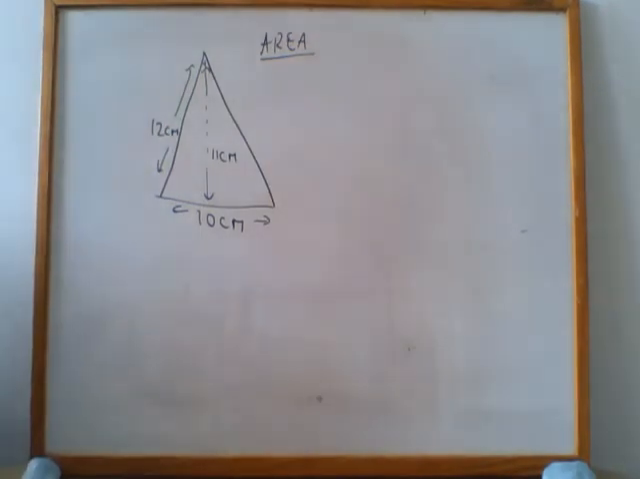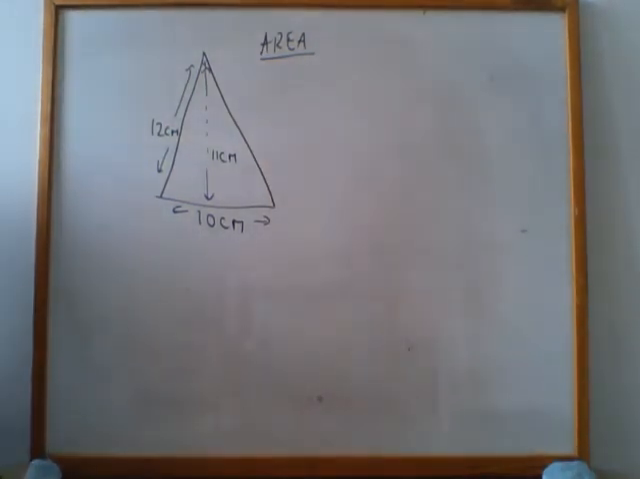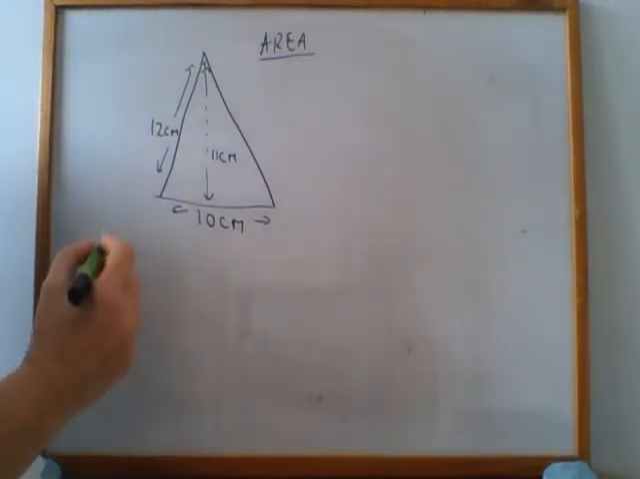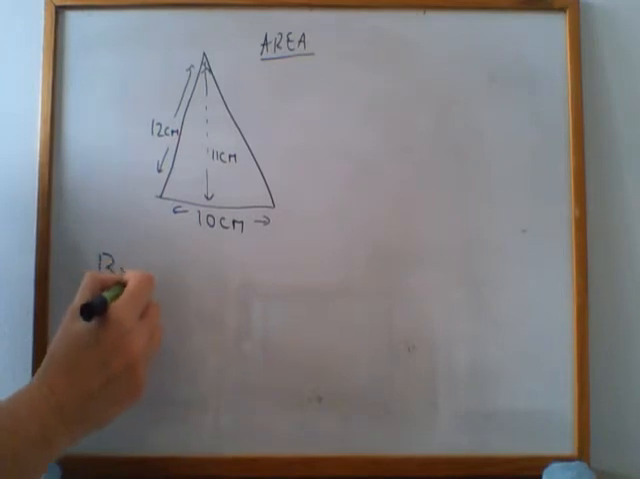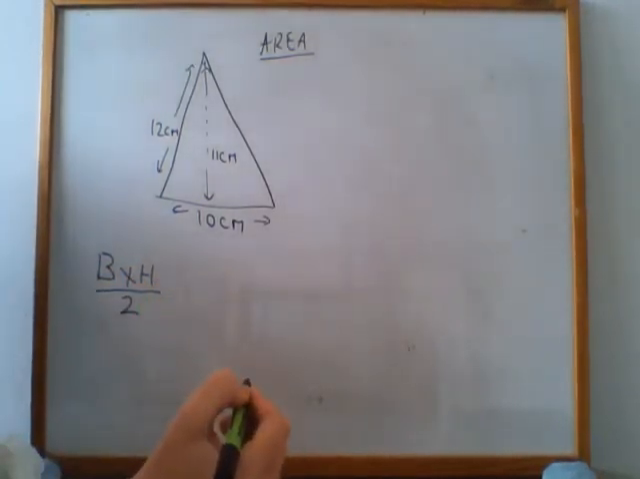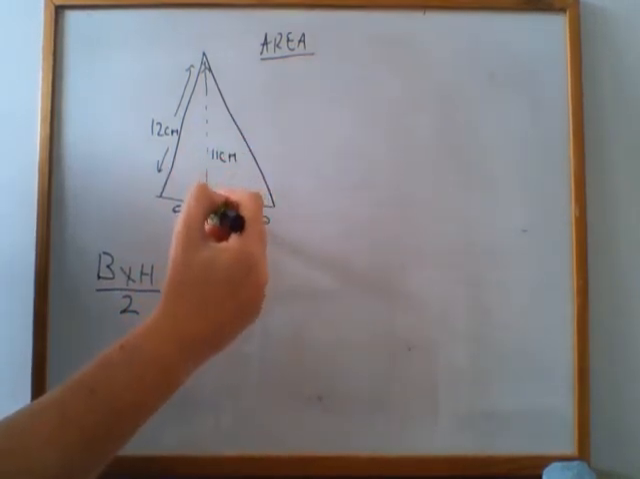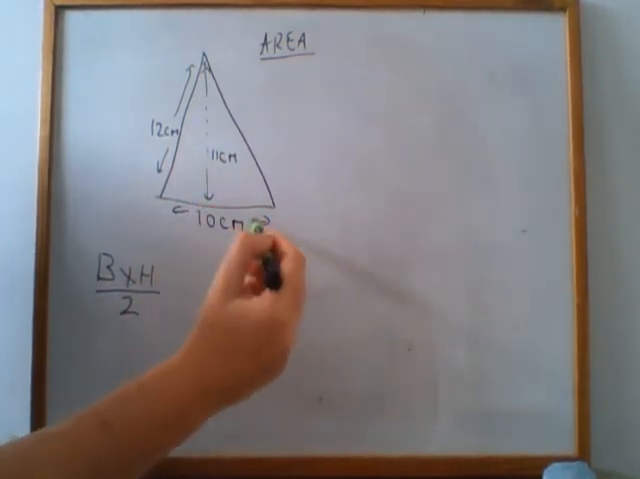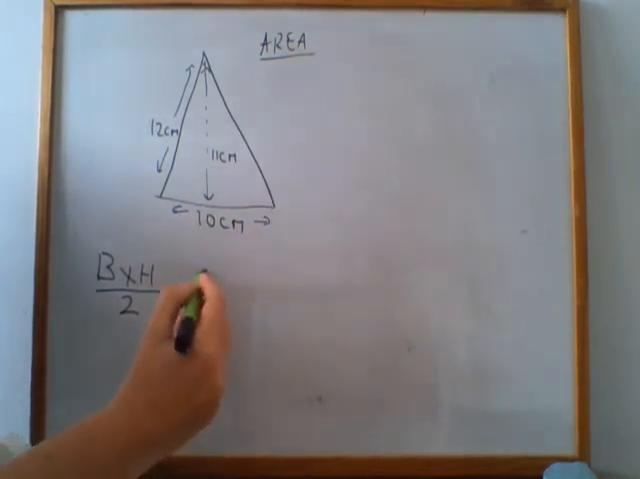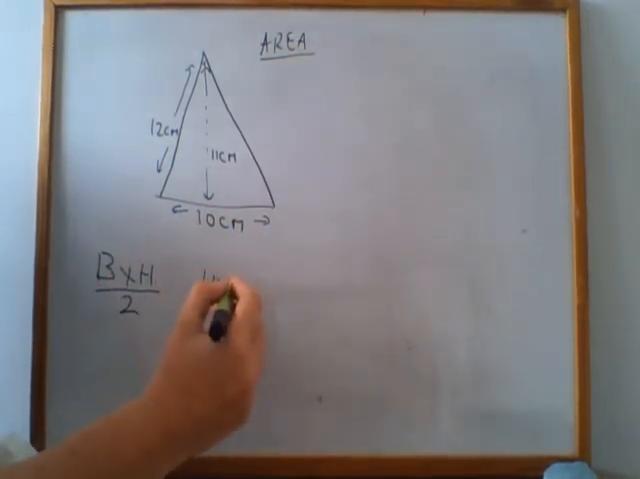Okay, so here's our problem Julie was faced with. We have got an isosceles triangle here, and we're asked to work out the area of this. So we know to work out the area now, we do base times height, and we divide it by 2, because it's half of the rectangle, so we divide it by 2. So base and height. So base, 10 centimetres. I'm going to put my numbers into my formula.